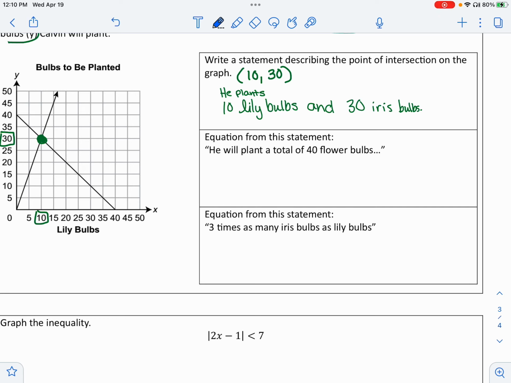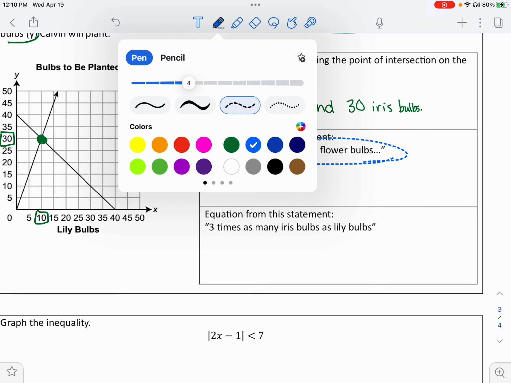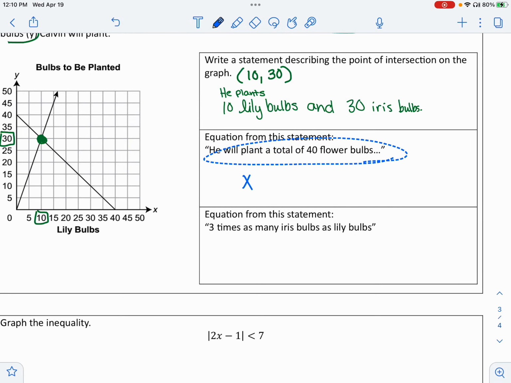Now, what is the equation from this statement? He will plant a total of 40 bulbs. So in order for me to explain that, remember we had X for Lily and Y for Iris. You just add those to equal 40. And then what equation says 3 times as many iris as lily bulbs? That means that your iris bulbs have to be 3 times your amount of lily bulbs. So the lily bulbs have to get multiplied by 3.